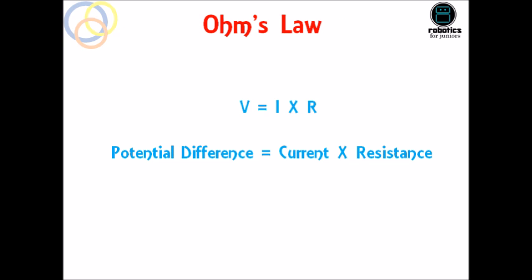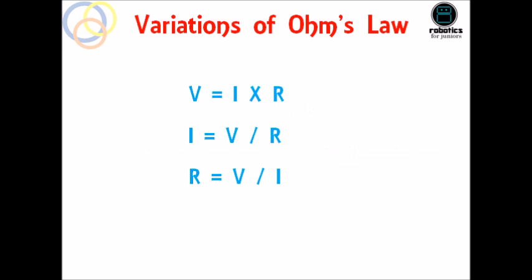The relationship between the current, voltage and resistance is called Ohm's law. So the voltage is equal to the product of current and resistance. These are different variations of the same equation.